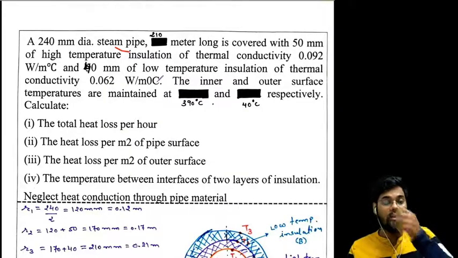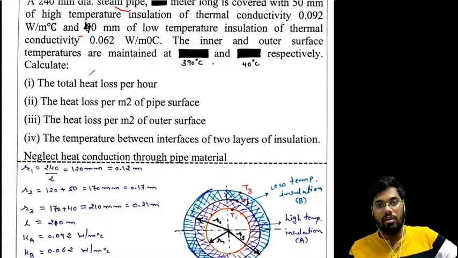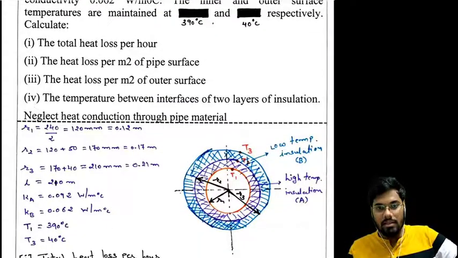So here there are two layers of insulation: the first layer with a thickness of 50 mm and the second layer with a thickness of 40 mm. Here this is our steam pipe. On this steam pipe there would be the first insulation of thickness 50 mm and another layer of insulation of 40 mm thickness. So here our R1, which is the radius, so diameter divided by 2, is 122 mm.